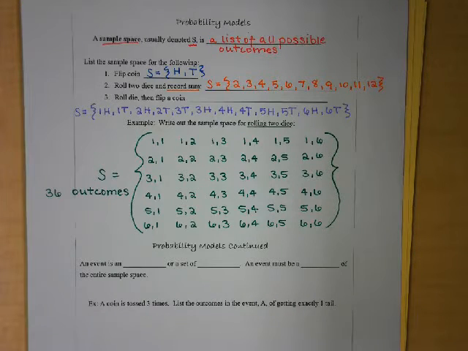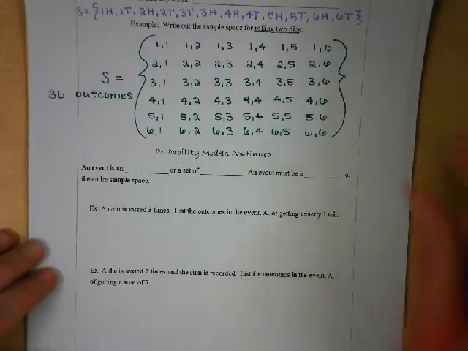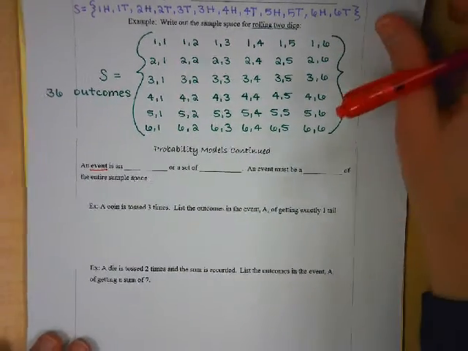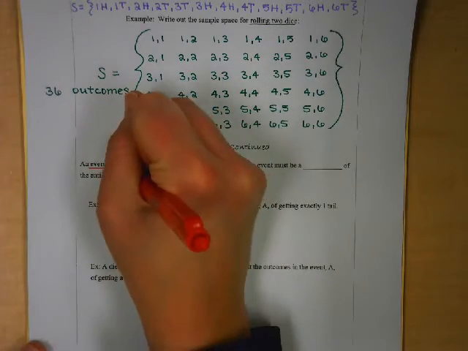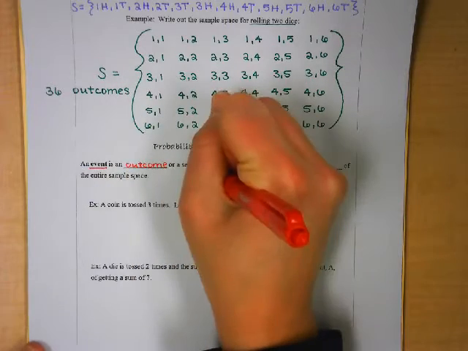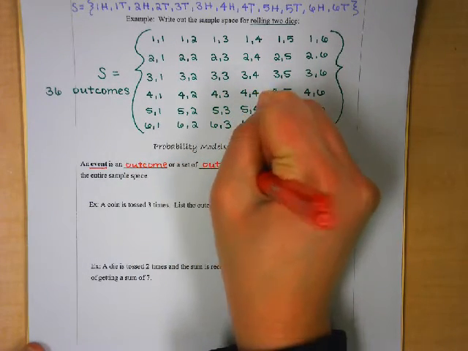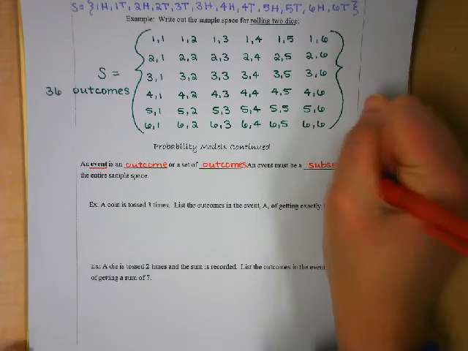All right, so another definition. When it comes to probability questions, they use the word event. So they'll say, what's the probability of event A, event B? Usually they only use A and B. So an event is an outcome or set of outcomes. And an event must be a subset of the entire sample space.